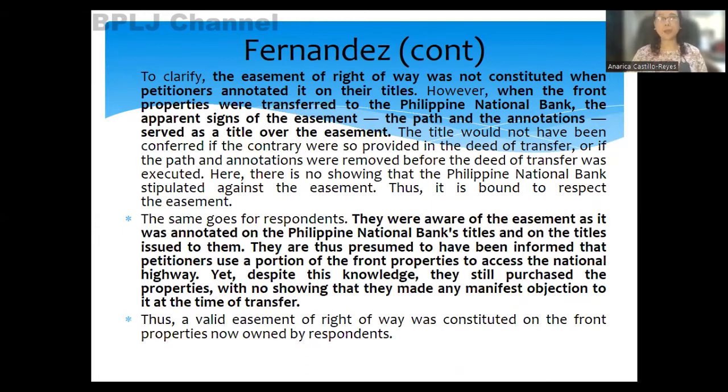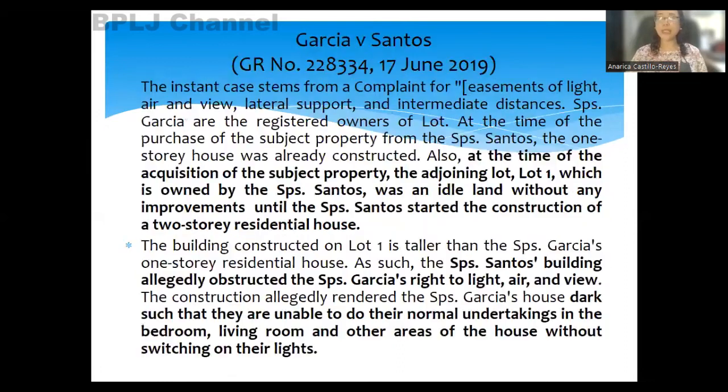However, when the front properties were transferred to PNB, the apparent signs of the easement, the path, and the annotations served as a title over the easement. They were aware of the easement as it was annotated on PNB's titles and on the titles issued to them. They are thus presumed to have been informed that petitioners use a portion of the front properties to access the national highway. Yet despite this knowledge, they still purchased the properties with no showing that they made any manifest objection to it at the time of transfer. Okay?